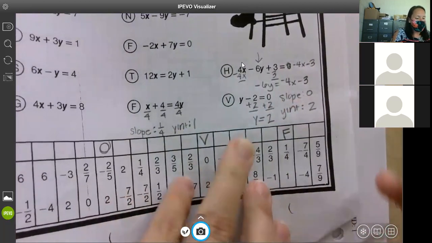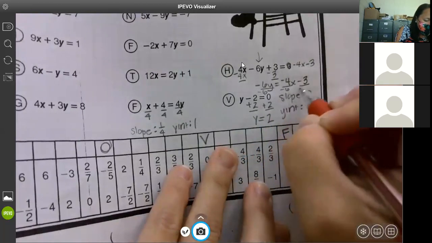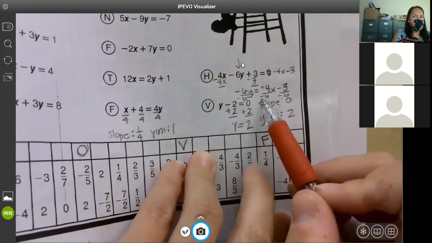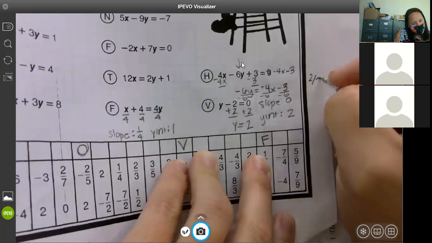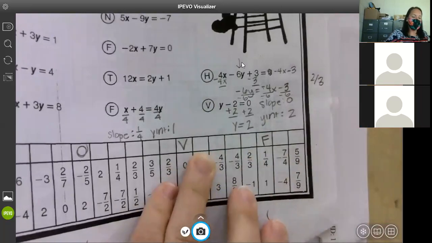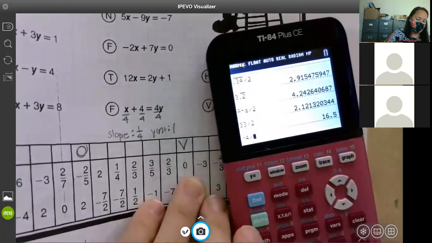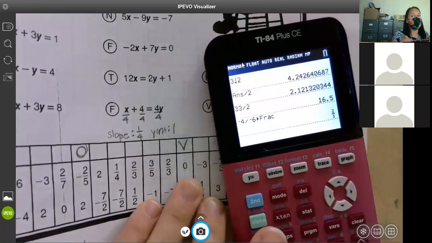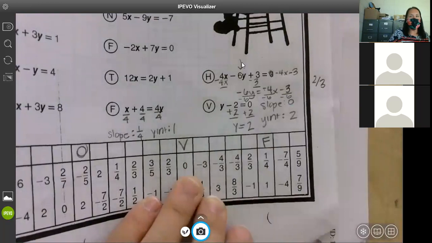How do I solve? Divide everything by negative 6. And make sure you reduce. Negative over negative makes a positive. 4 over 6 reduces to 2/3. You can put that in your calculator. Remember, we can do that. It'll do everything for you. Negative 4 over negative 6. Math, enter, enter. And it'll give you a positive 2/3. Okay, so math, enter, enter will help you out.